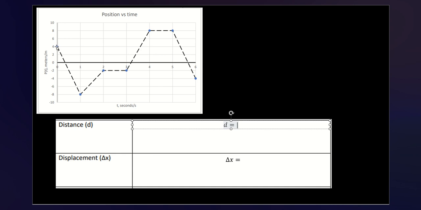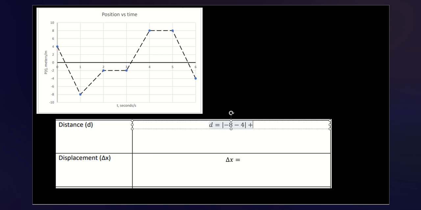So if we look at our first linear chunk, that goes from 0 to 1 second, we have a starting position on the y-axis of +4 and an end position of -8. So the vertical distance would be -8 minus 4 meters. And then we'll leave that in absolute value signs because we want the overall distance, but we don't want it positive or negative. We just want the distance.